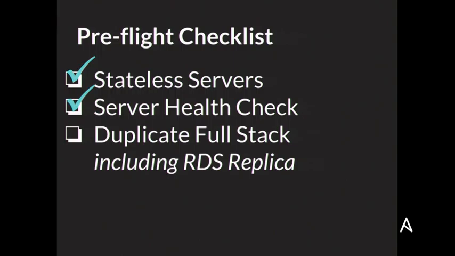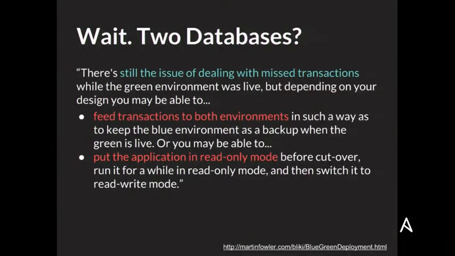OK, so we want to do something where we can deploy silently or quietly to customers. So we've got stateless servers. We've got cookies that handle authentication. So we've got HTTPS. We've got server health checks. So we know when we provision a new stack, we know that it's going to be good and it's going to be available and all that stuff. And then we come to this thing. OK, well, we can duplicate the whole stack, but we need to include an RDS replica and shove what? OK, so we need two databases.